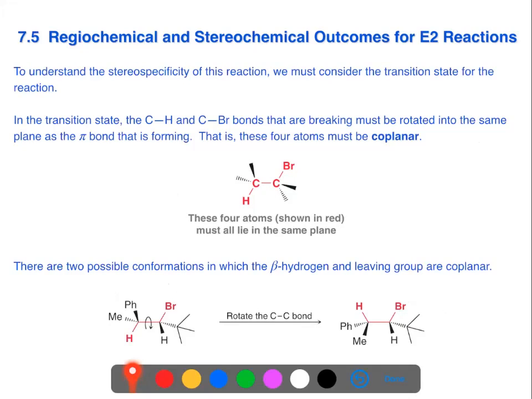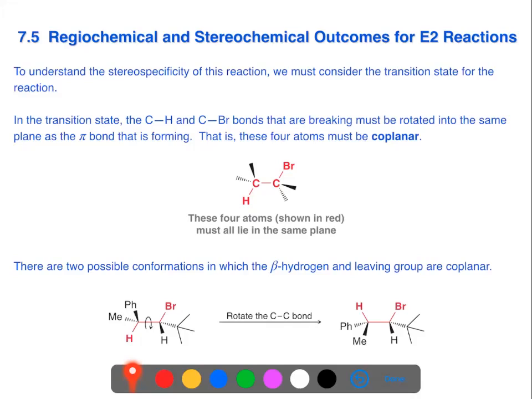So to understand the stereospecificity of this reaction, we need to look at the transition state for this reaction. In the transition state, as I've just said, the carbon-hydrogen bond and the carbon-bromine bond that are breaking must be rotated into the same plane as the pi bond that will eventually form. That is, these four atoms, hydrogen, carbon, carbon, bromine, must be coplanar.